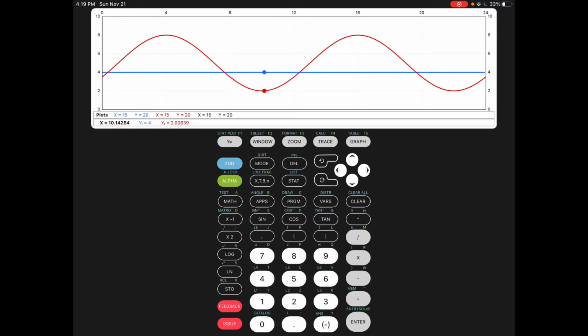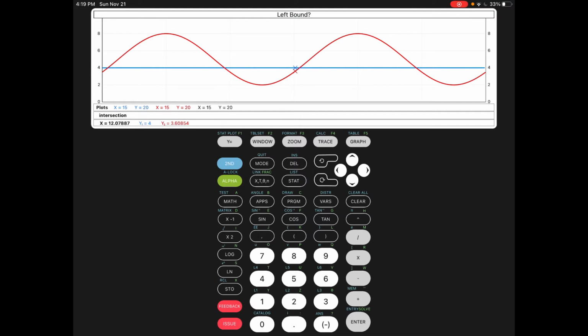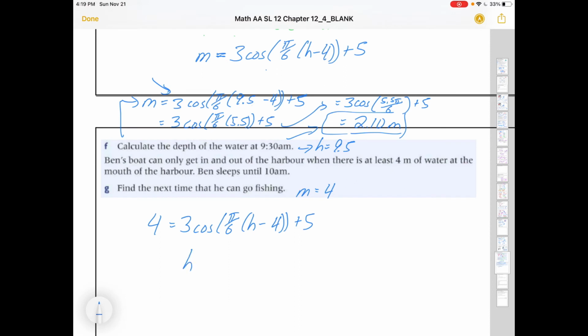So if I'm looking through this, here we are at 10 a.m. when he wakes up. Oh no, can't go yet. But somewhere around here, that's when he's first going to be able to get out again, when the value is at least 4. And how we find out where that is, go second, calc, intersect. Okay, and there are my 2 curves. Left bound, right bound. This is a little bit nicer on your calculator than mine. And it tells me that purple point, it's hard to see it there, it's purple. It says P1 is 12.35. So H is going to be 12.35 hours.